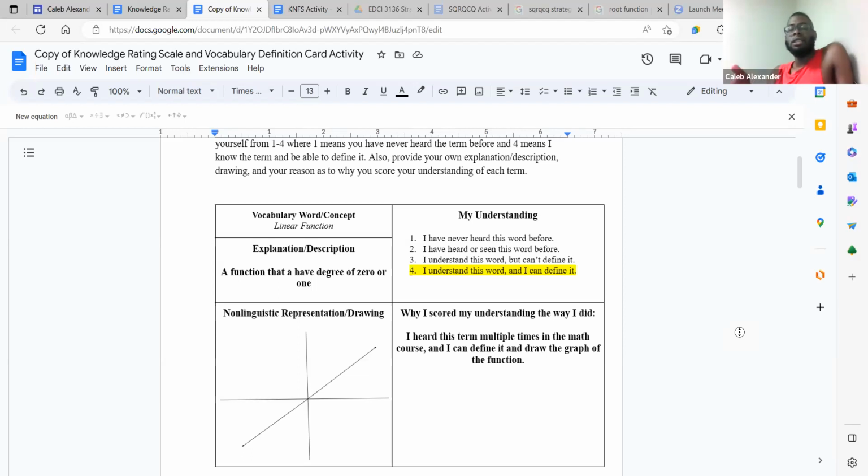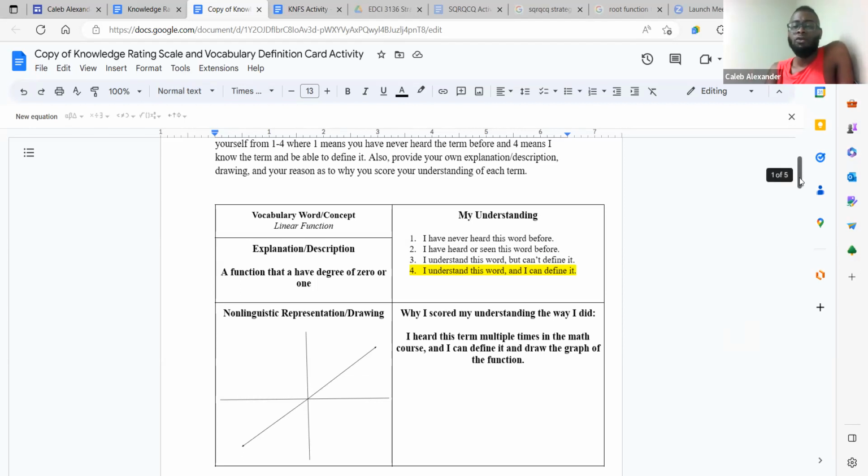The student might put in their response that they heard this term multiple times in their math courses and are able to define and draw it. So this is what happens when a student understands more, when a term is one they already heard and already know by heart. This might be helpful to teachers: if the student knows it, they don't have to worry about reteaching it multiple times, and we can move on to the next subject.